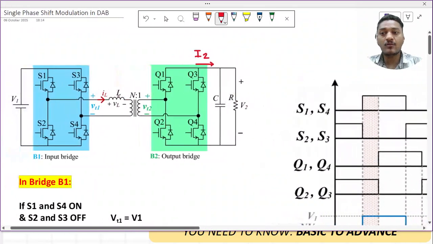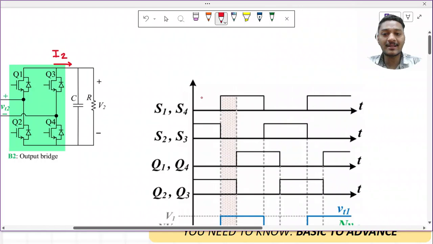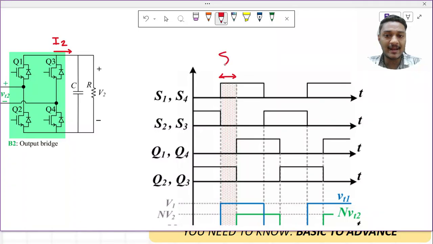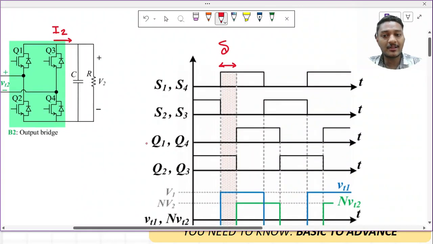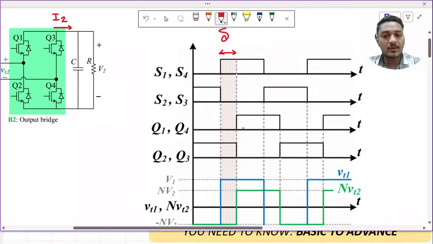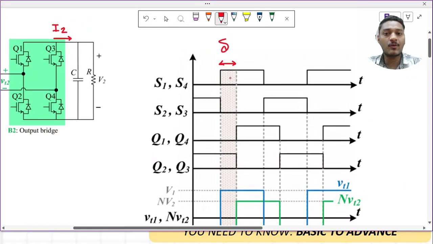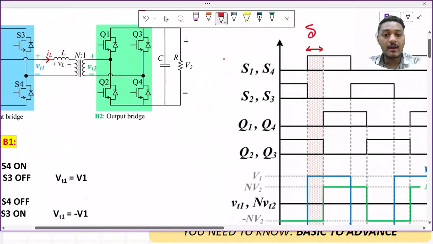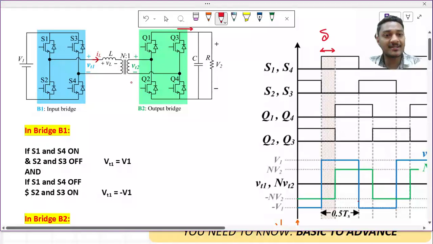Now for the single phase shift modulation, this is the pattern of my gate pulses. S1 and S4 are turned on at the same time and S2 and S3 are complementary to S1 and S4. Then Q1 and Q4 are turned on with some angle adjusted between them, which I am calling delta, the phase angle or displacement angle between S1 and Q1. Then Q2 and Q3 are complementary to Q1 and Q4. Since I am providing a single phase shift, it is called single phase shift modulation. Based on this I need to analyze my circuit very carefully.